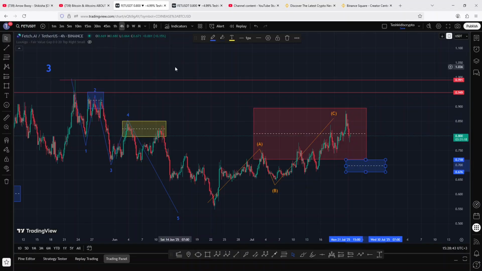So that is all that I'm expecting here on the Fetch AI chart, and let us be patient and see how that plays out, and I will ensure you stay up to date.